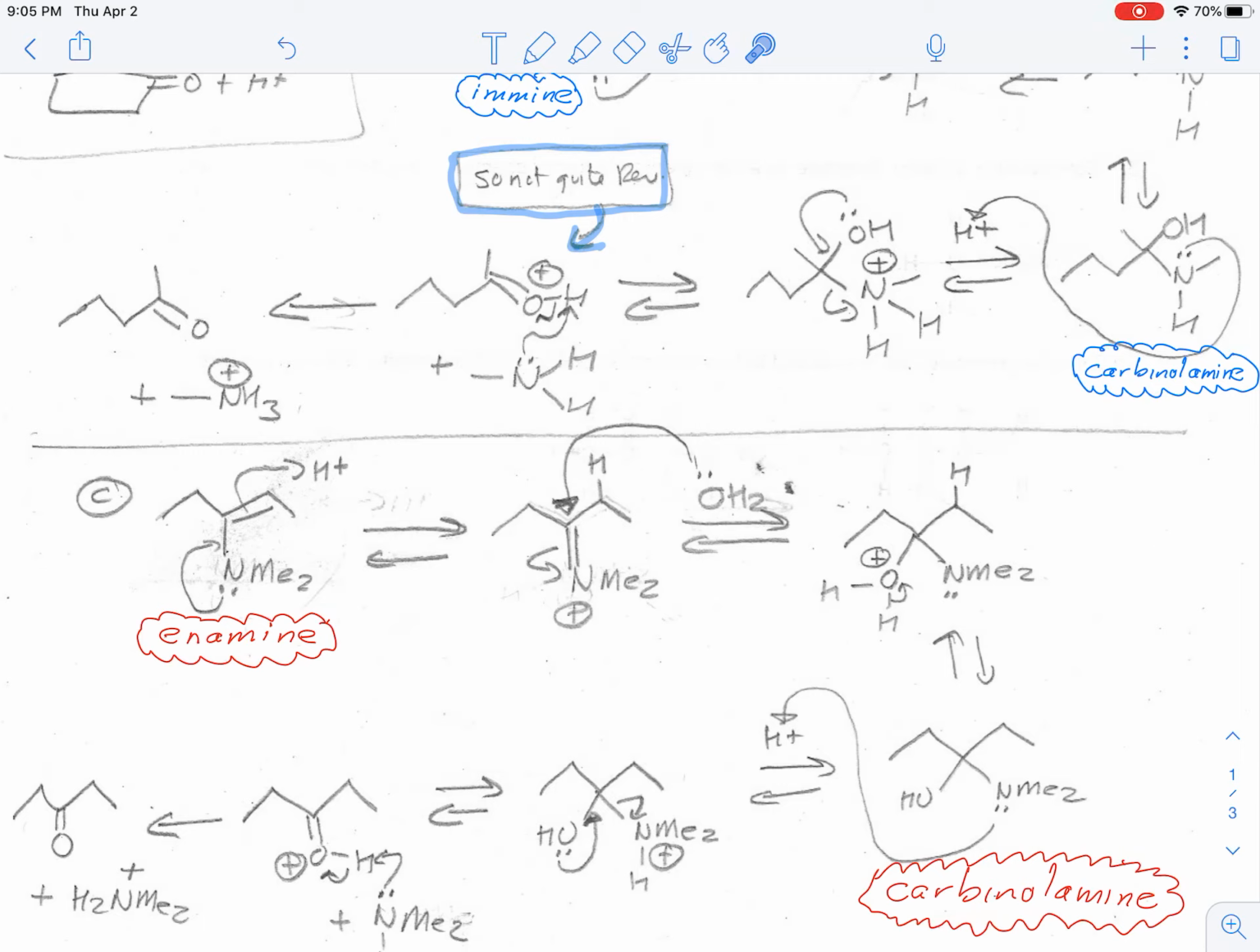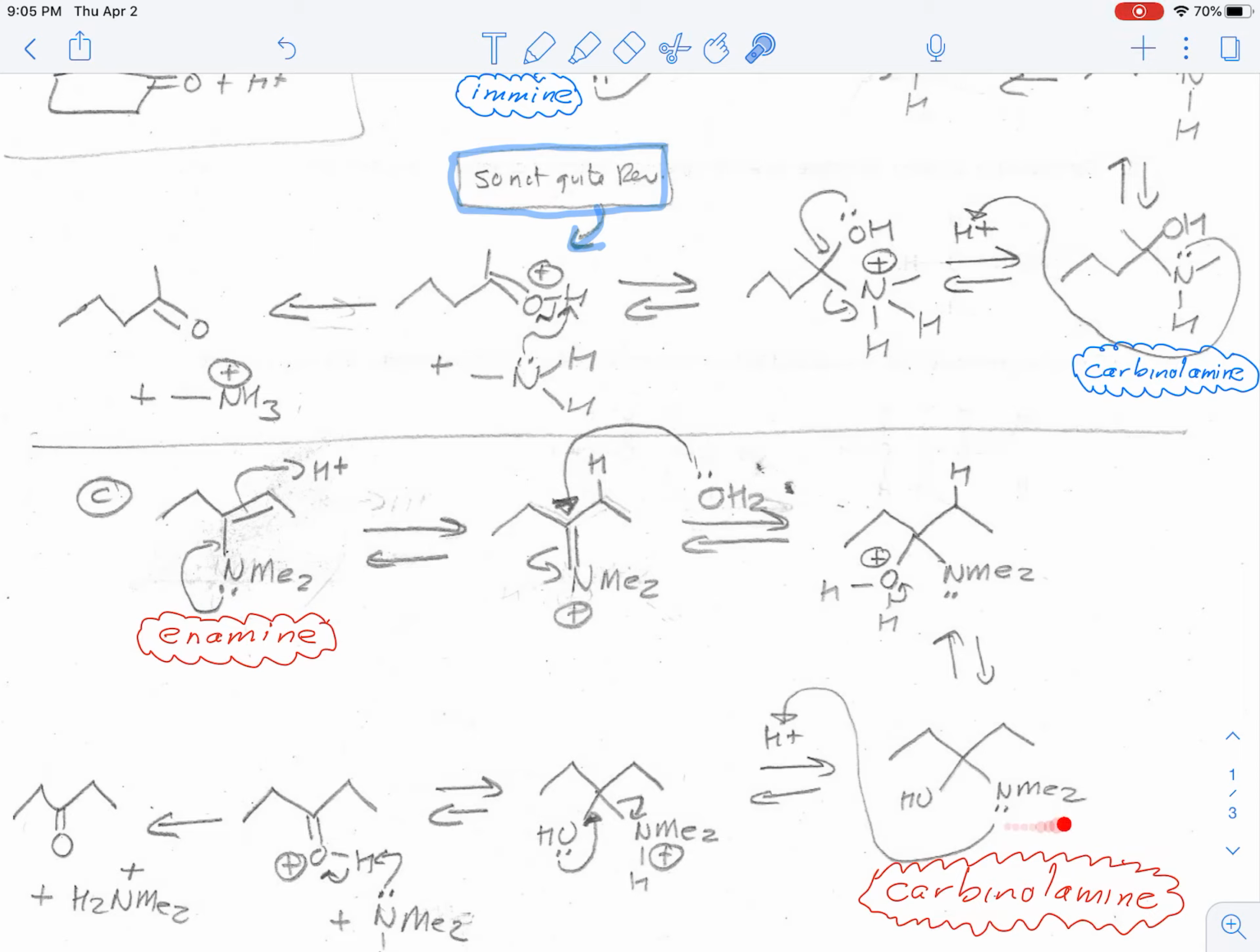So all three of these mechanisms have a lot of similarities to SN1 and here E1 reactions, or not E1, but addition reactions, except that because we have this heteroatom involved, it looks kind of different. So again, the nucleophile attacks the carbon that's next to the nitrogen. We make the conjugate acid of the carbinolamine. We deprotonate that to make the carbinolamine itself.